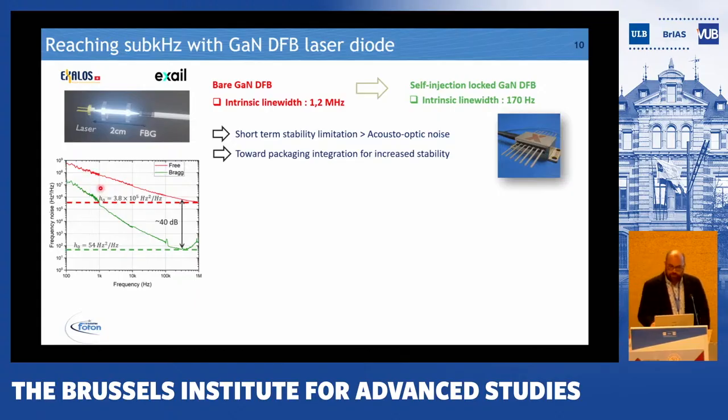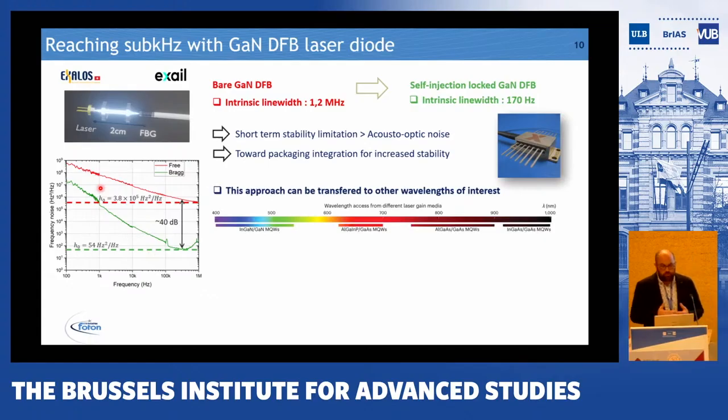And the advantage of such architecture is that you can spread it to other wavelengths if you have semiconductor materials that are available, as I show here.